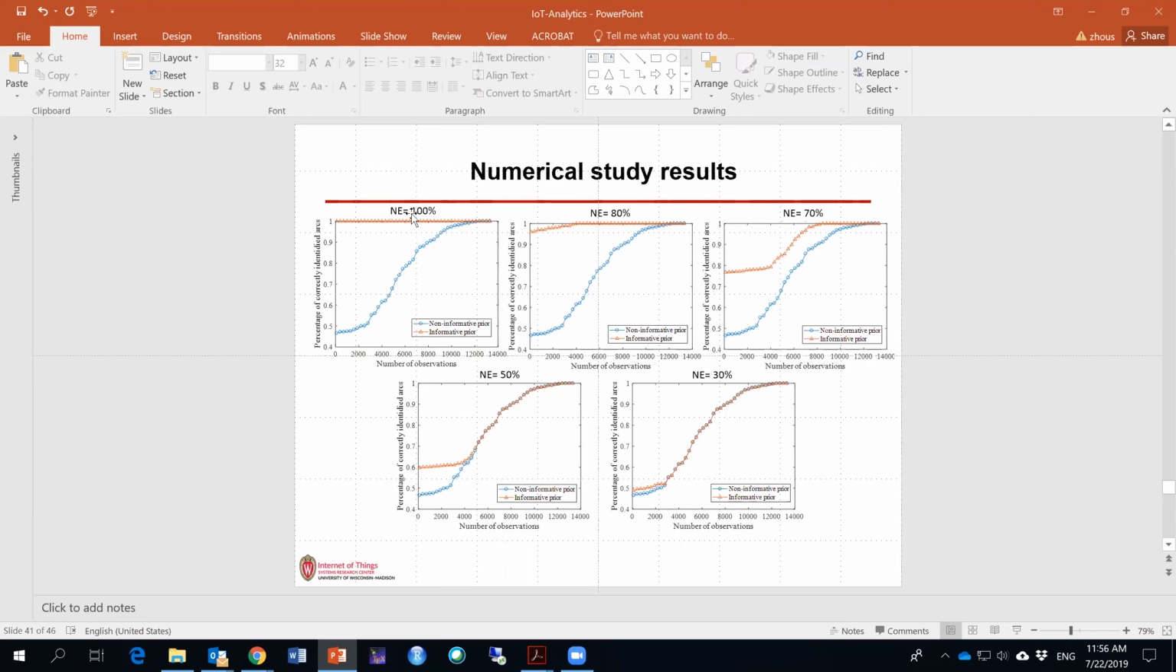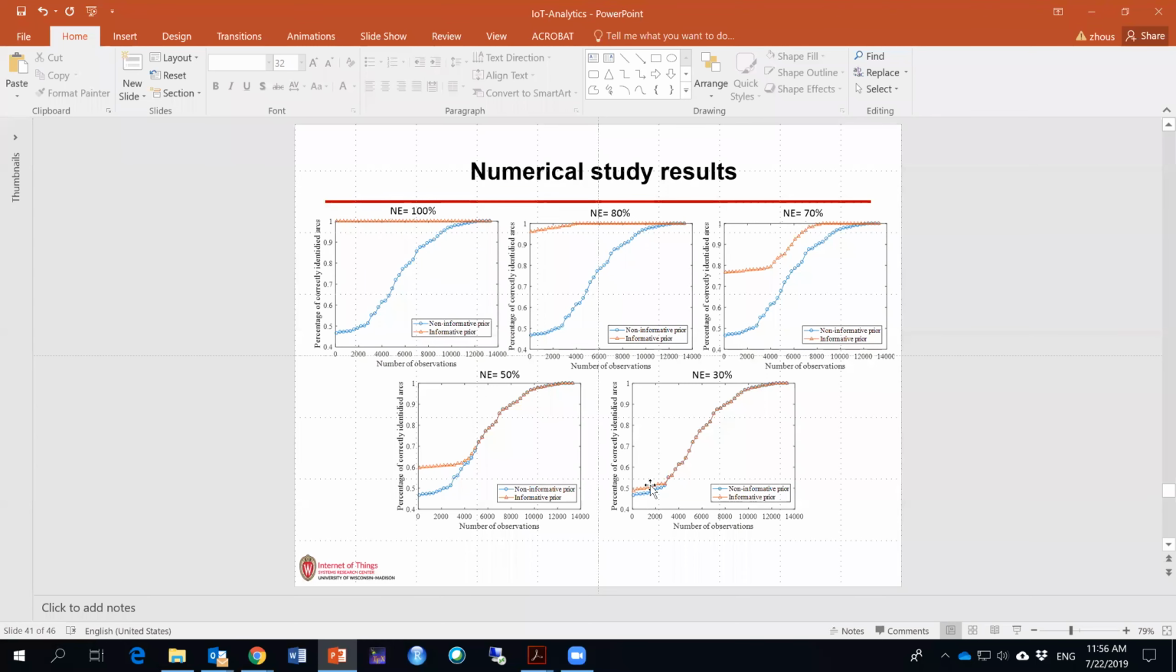So if the historical process is very similar to the current process, we can learn very quickly. Transfer learning is very effective. But if the historical process is quite different from the current process, transfer learning does not help too much. So that also makes sense.